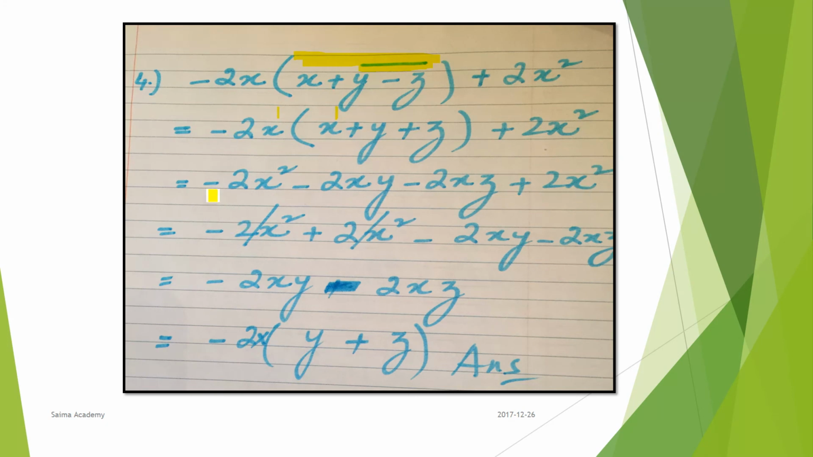Now we will arrange. See, minus 2x square and this is plus 2x square. Same x square, bring it together. And this is plus 2x square, this is minus 2x square. Same thing but the opposite sign, so we will cross it. And then what is remaining? Minus 2xy minus 2xz, this one. So you can do that.